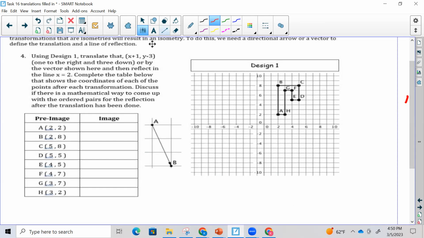Discuss if there's a mathematical way to come up with the ordered pairs for the reflection after the translation has been done. Okay, so what we're going to do is take each point. I'm going to take A and first translate it this way: right 1 and then 3 down. So I take this point and go right 1, 3 down, and that's my first point, A prime. I'm going to do that first for all these points, and then I'm going to do the reflection. So B, the same thing: right 1 and then down 3 to get my B prime.